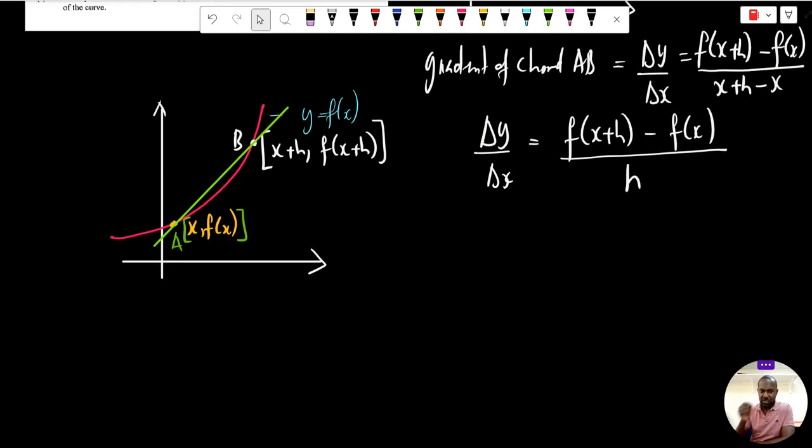Now, what happens as the point B gets closer and closer to A? As the point B gets closer and closer to A, it means that our chord changes. Let's say the point B comes here, and eventually it might get a little bit closer.